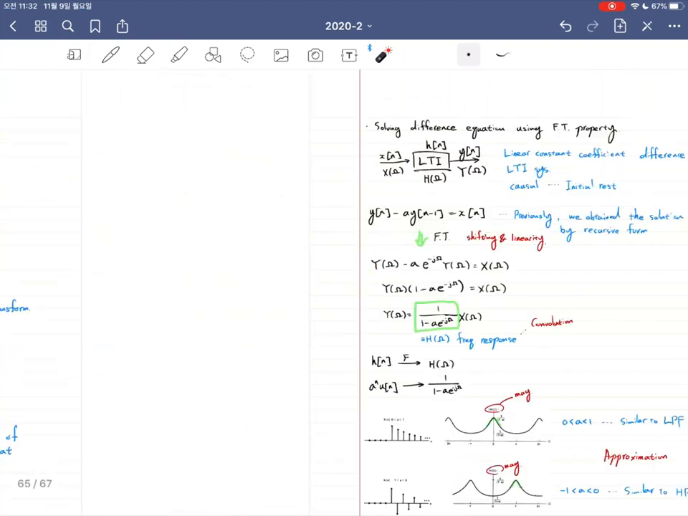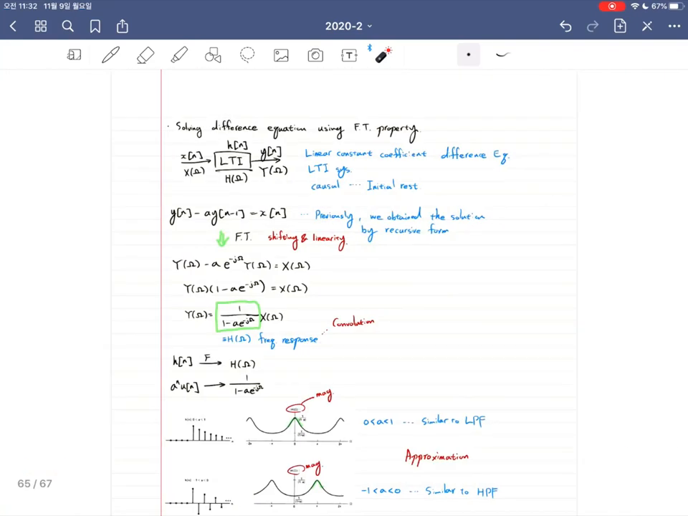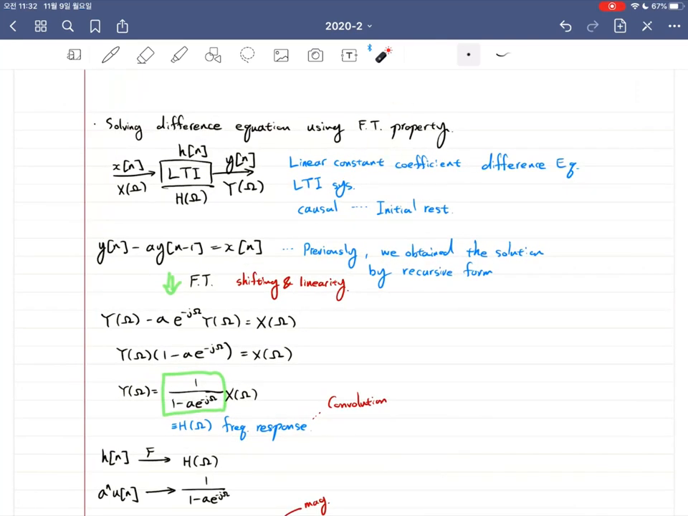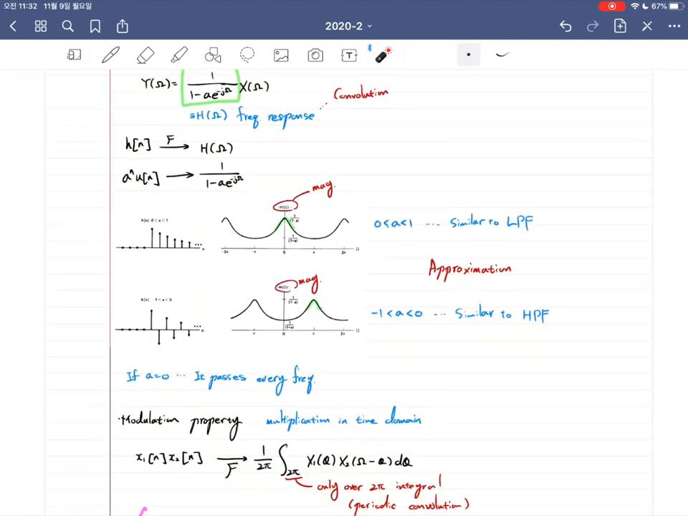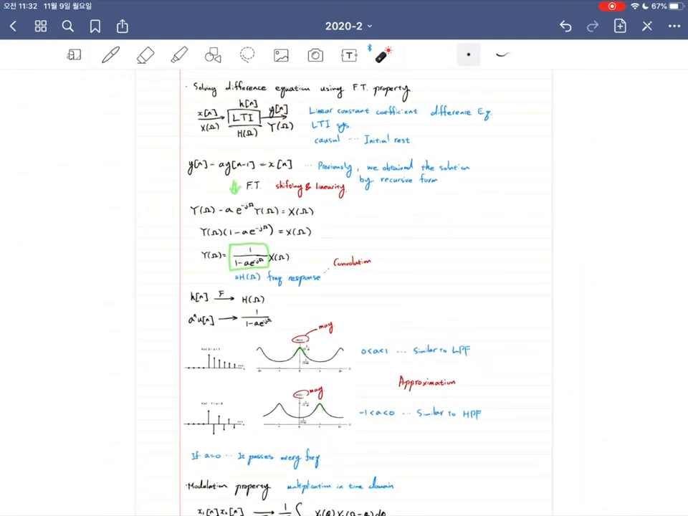The filter was one of the examples that utilized the convolution property, and we also used the Fourier transform property to get the solution of the difference equation, more specifically a linear constant coefficient difference equation. It has to be a linear constant coefficient to make an LTI system, and we did it with a simple example.